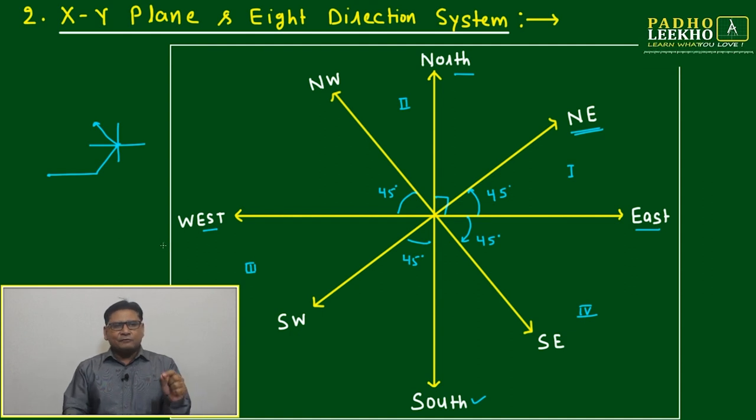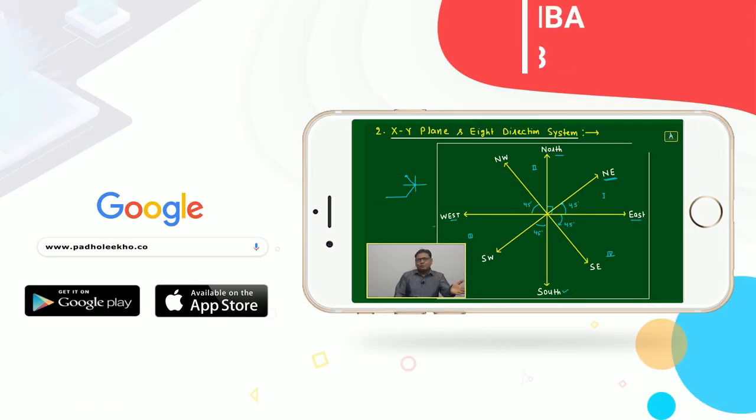Anywhere you are getting confused from one particular point, about which direction the next movement will be exactly, you just draw one XY plane or XY coordinate system. Automatically, you will get the idea of which direction.